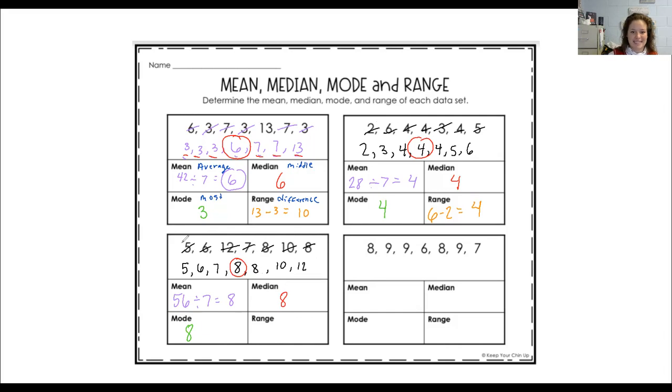Okay, and then range, we've got to find the difference between the highest number and the smallest number. So what's the highest number? 12. And what's the lowest number? Very good. So what is 12 minus 5? 7. Good job. So we have a mean of 8, which is the average, a median of 8, which is the middle number, and a mode of 8, which is the number that appears the most, and then the range, which is the difference between your largest and your smallest number.